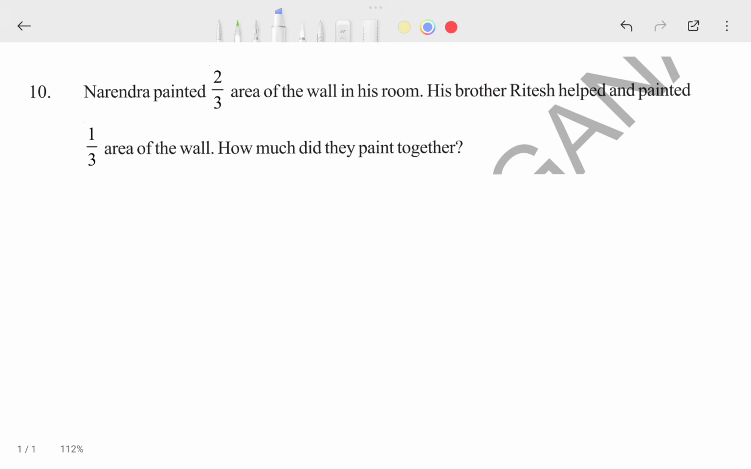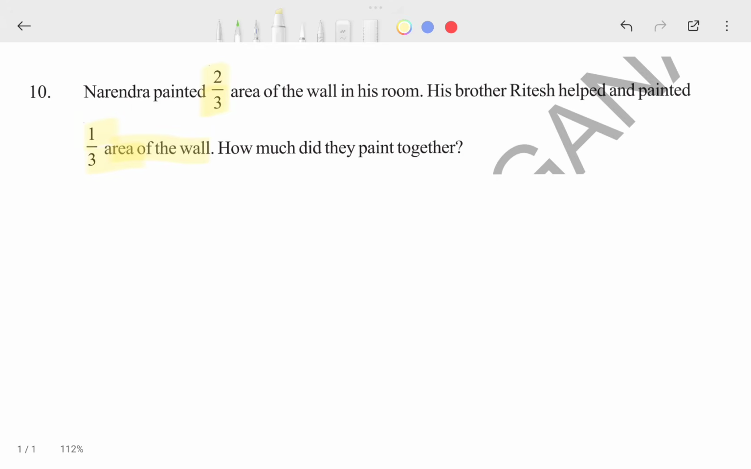So now let's talk about here. This question is telling that Narendra painted 2 by 3 areas of the wall of his room. His brother Ritesh helped to paint 1 by 3 areas of the wall. How much did they paint together? So how much of the wall did they paint together?